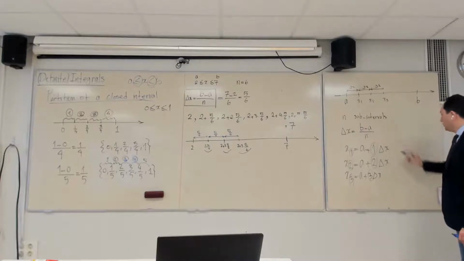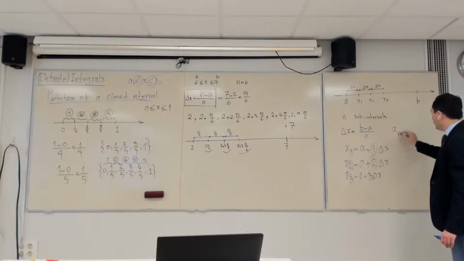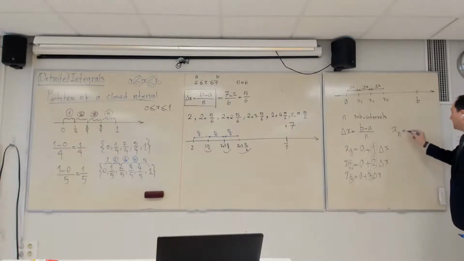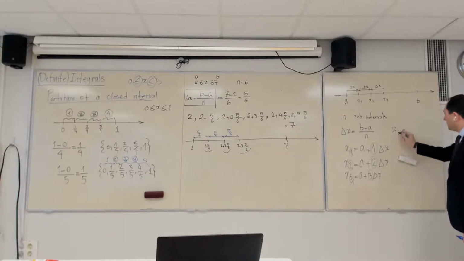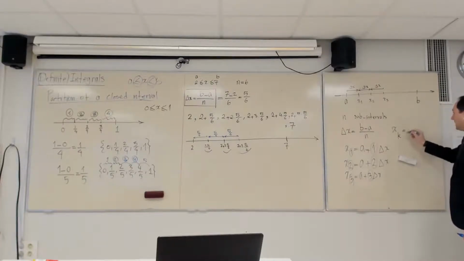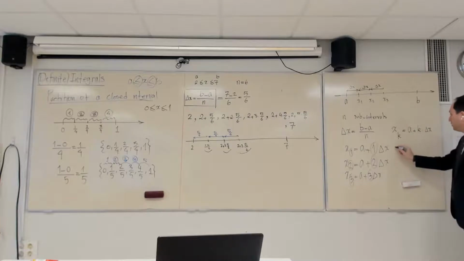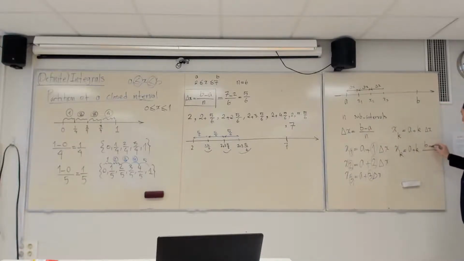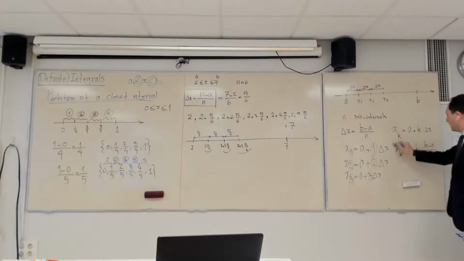So if I ask you what is the formula for the kth point of the partition, you say that this is a plus k times delta x. As simple as that. And if you want, you can write a formula for that. It is a plus k, and instead of delta x, I can write this expression, so this becomes b minus a over n. Okay?